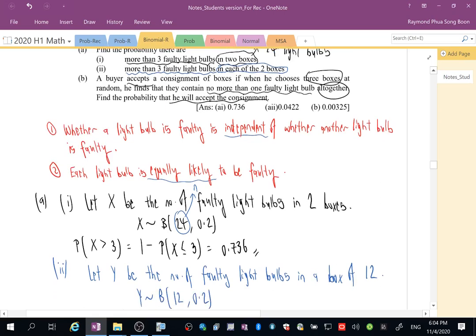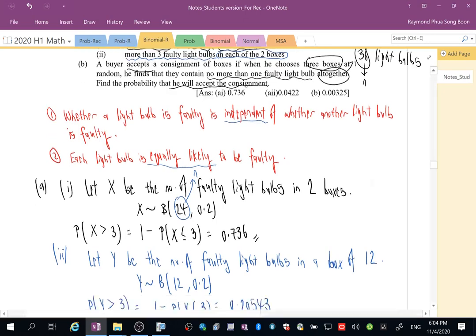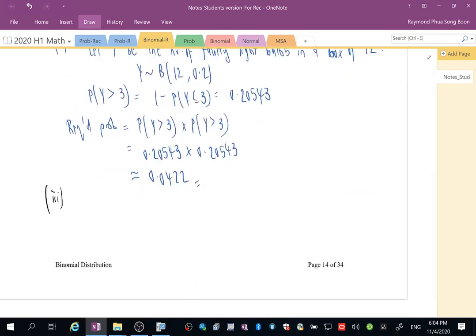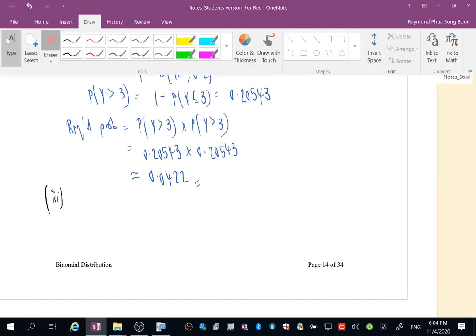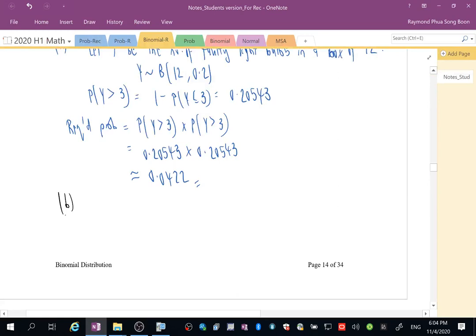So he will accept if 3 boxes in total. That means total will be 36 light bulbs, right? So that will be our value of n in part B. So therefore, the value of n has again changed compared to the previous part. So we need to define a new random variable. Okay, so this is actually part B instead of part 3. So we need to define a new random variable. Let's use u. Since we already use x and y, let's use u now.